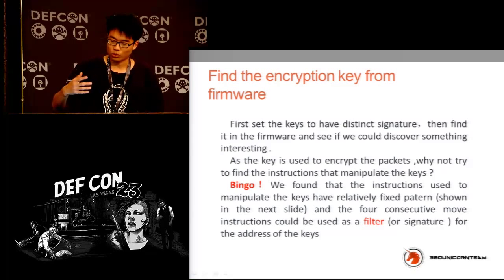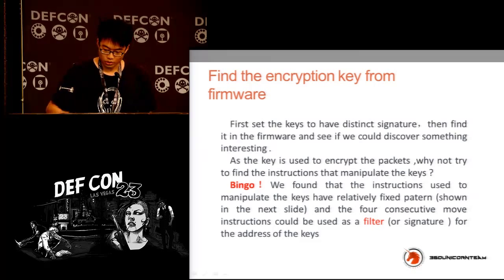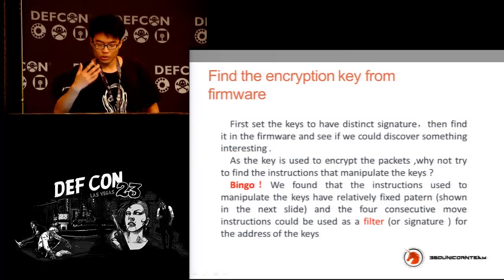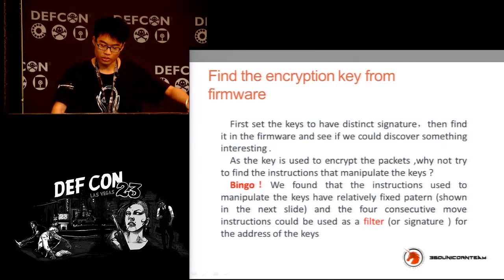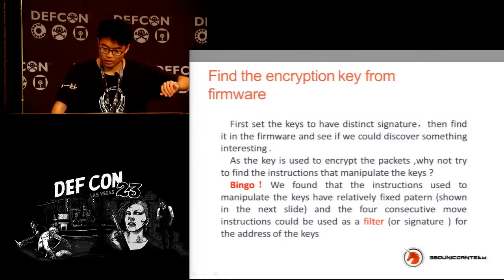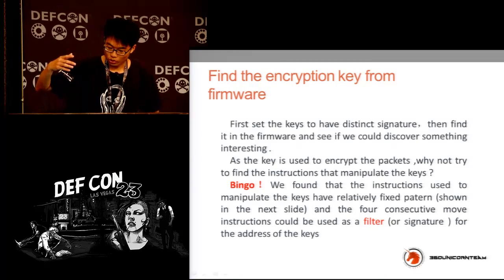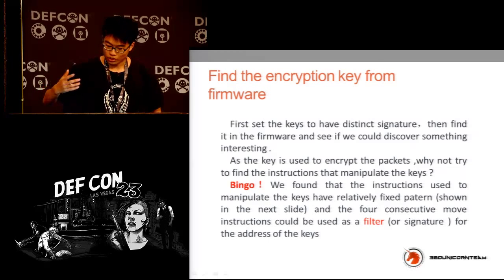The key is used to encrypt the packages. So why do we not find the instruction that manipulates the keys? Let's try to reverse it. We found that the instruction used to restore keys has a relatively fixed pattern, shown in the next slide. The four consecutive move instructions could be used as a signature to find the address of the key.